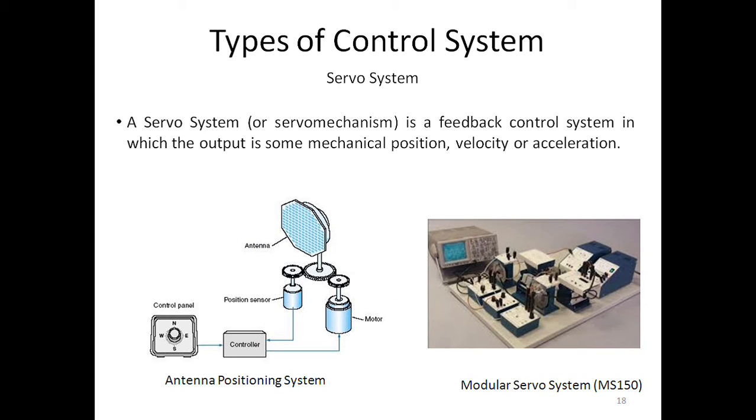Next is a servo system. A servo system or servo mechanism is a feedback control system in which the output is some mechanical position. This is very important: output is mechanical position or velocity or acceleration. So the antenna positioning system is a simple example of a servo system or servo mechanism. A modular servo system is shown in the figure. So in day-to-day life, with a solar tracker or antenna, we are adjusting this for communication purposes or to get proper electricity through solar panels.